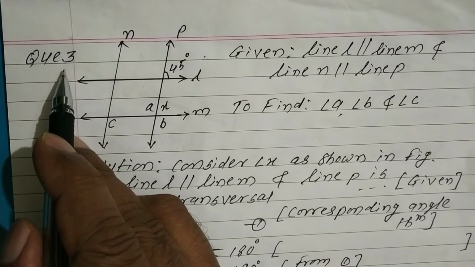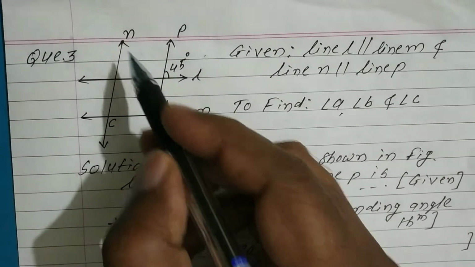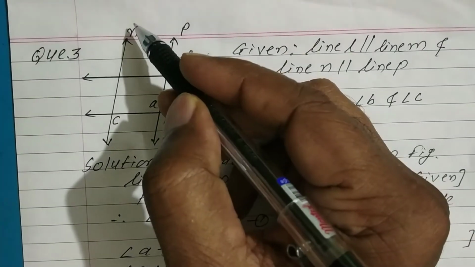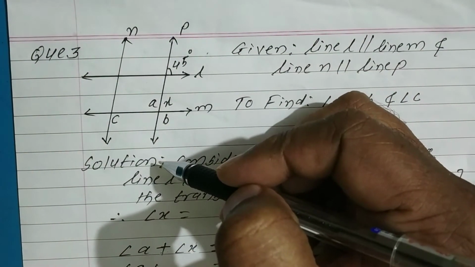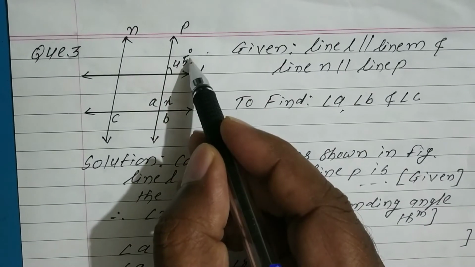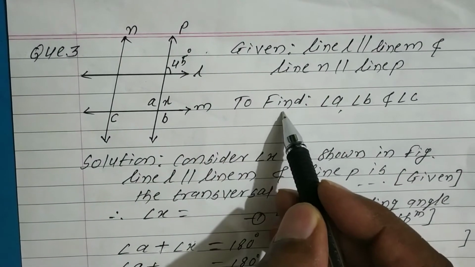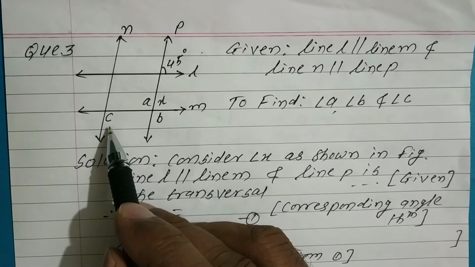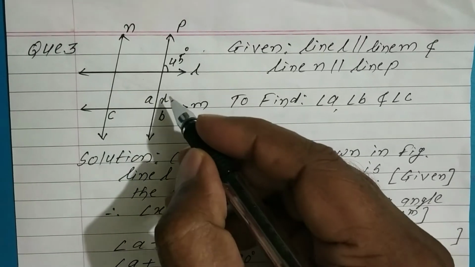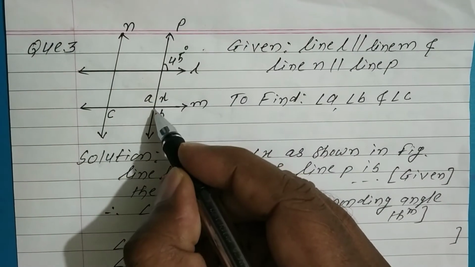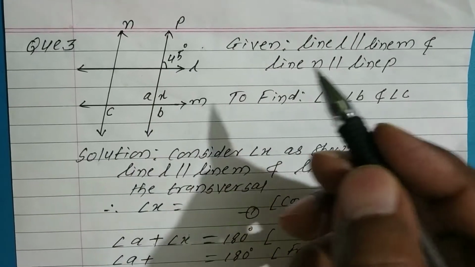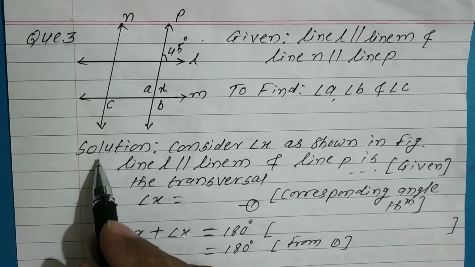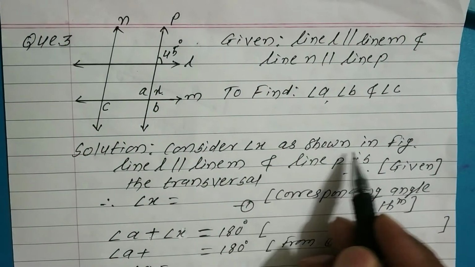Now question number 3. In this question, line L, line M are parallel lines. Again, line N and line P are also parallel lines, and this angle is 45 degree given. To find here, measure of angle A, measure of angle B, measure of angle C. In the figure, consider this angle. This angle is shown by X, means this angle is X. Solution: consider angle X as shown in the figure.